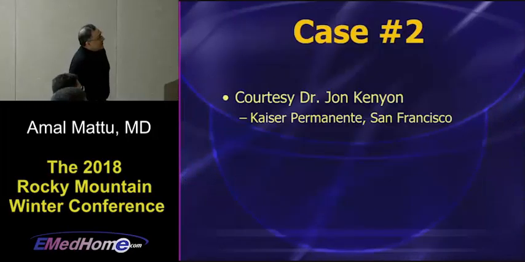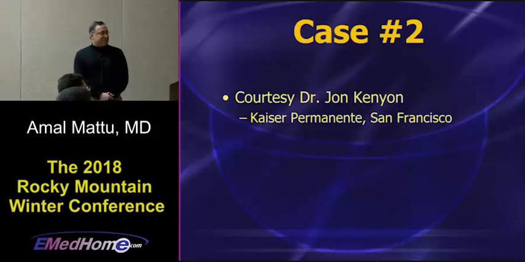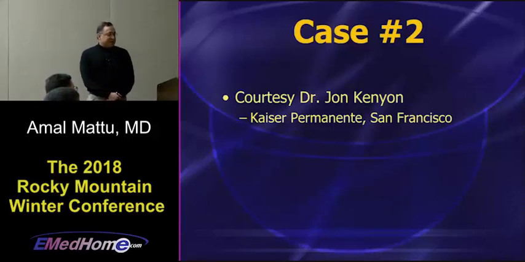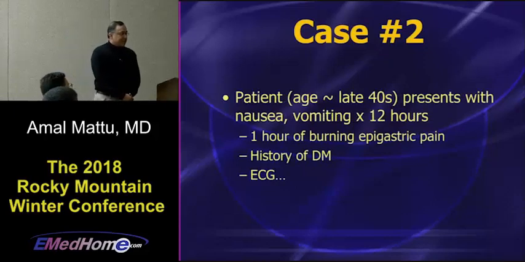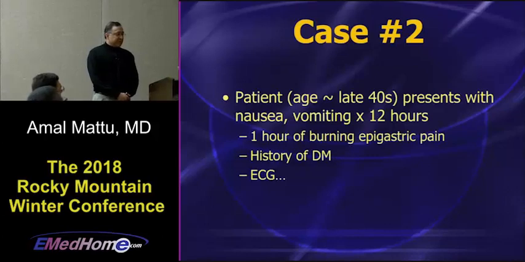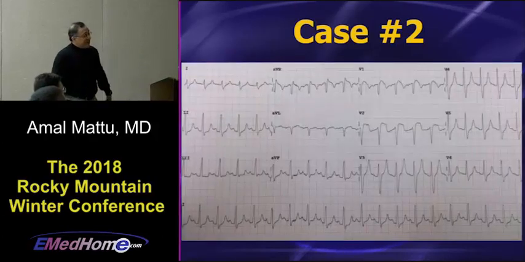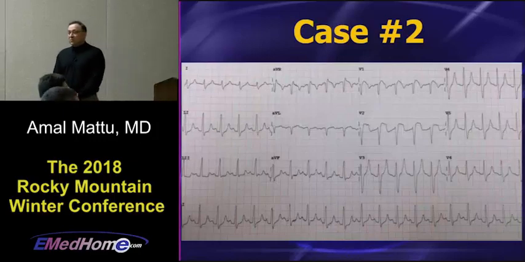All right, some interesting signs here. I thought this was case number 2. This was sent to me by a physician out in San Francisco, Dr. John Kenyon. So if he's out there listening, thanks for sharing this. A patient, 47 or 48 years old, came in complaining of nausea and vomiting for 12 hours, 1 hour of burning epigastric pain, history of diabetes, and there's the 12-lead ECG.